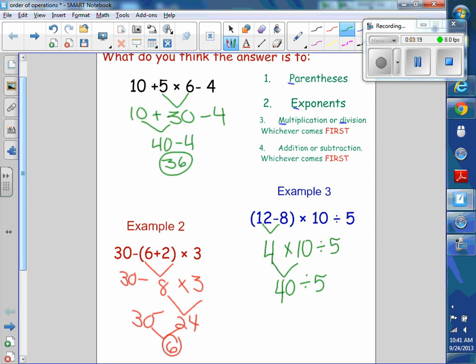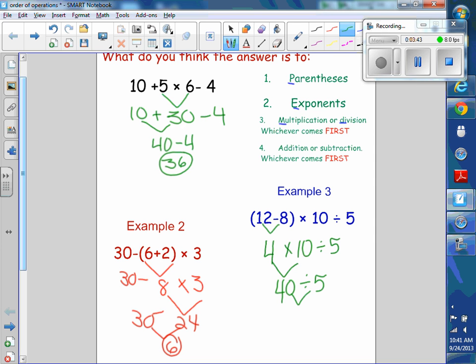Some of the homework is not really up to standard. You need to copy the problem. Some of your homework's beautiful, but some of you are just not doing a great job. You need to copy the homework. You need to show your steps. And you need to circle your answer. So keep going. You're doing good so far.